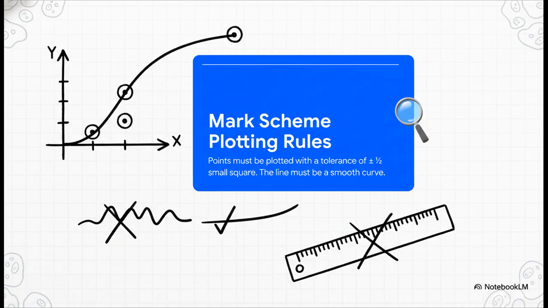You get up to 2 marks just for plotting the points. That's 5.3, 4.9, and 4.8 correctly. They give you a tiny bit of wiggle room, plus or minus half a small square. But the 3rd mark is for the line of best fit. And notice what the mark scheme says. It must be a correct curved line. If you just join the dots with a ruler, you get 0 marks for that line. It has to be a smooth curve.